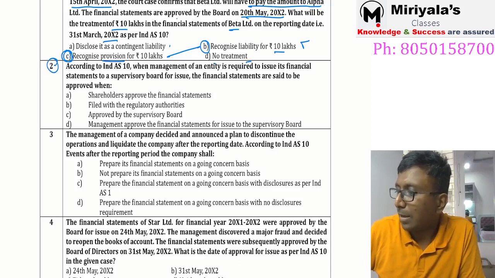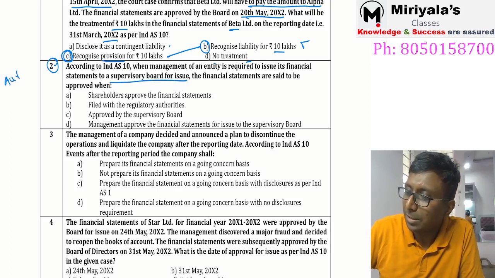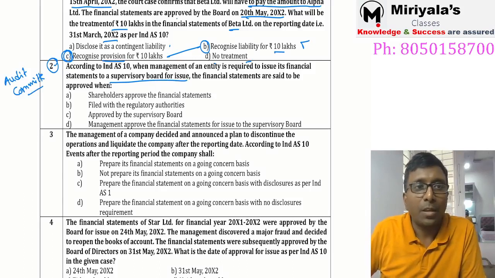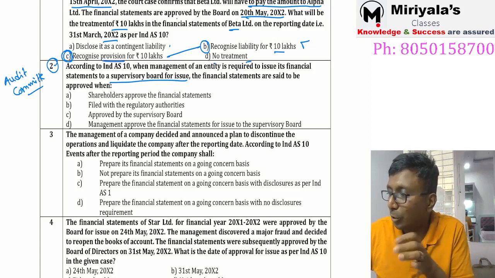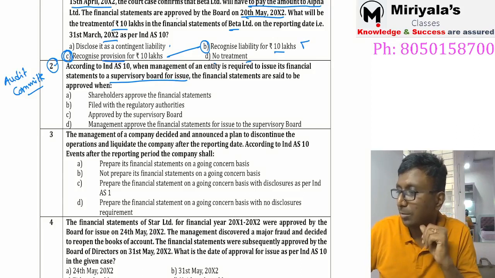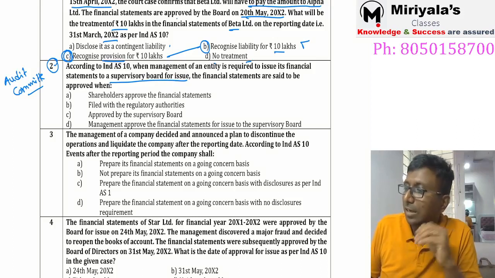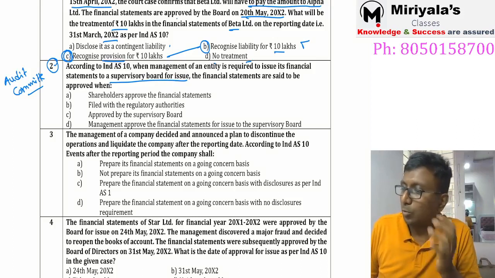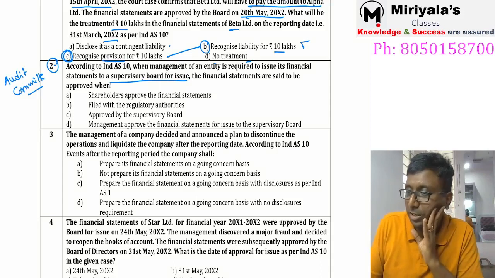According to Ind AS 10, when the management of an entity is required to issue its financial statements to a supervisory board, let's say an audit committee, the financial statements are said to be approved when: the shareholders approve them, or they are filed with a regulatory authority like MCA or SEBI, or approved by the supervisory board, or the management approves the financial statements for issue to the supervisory board. Supervisory board is the word given in the standard. Which date are you supposed to take?